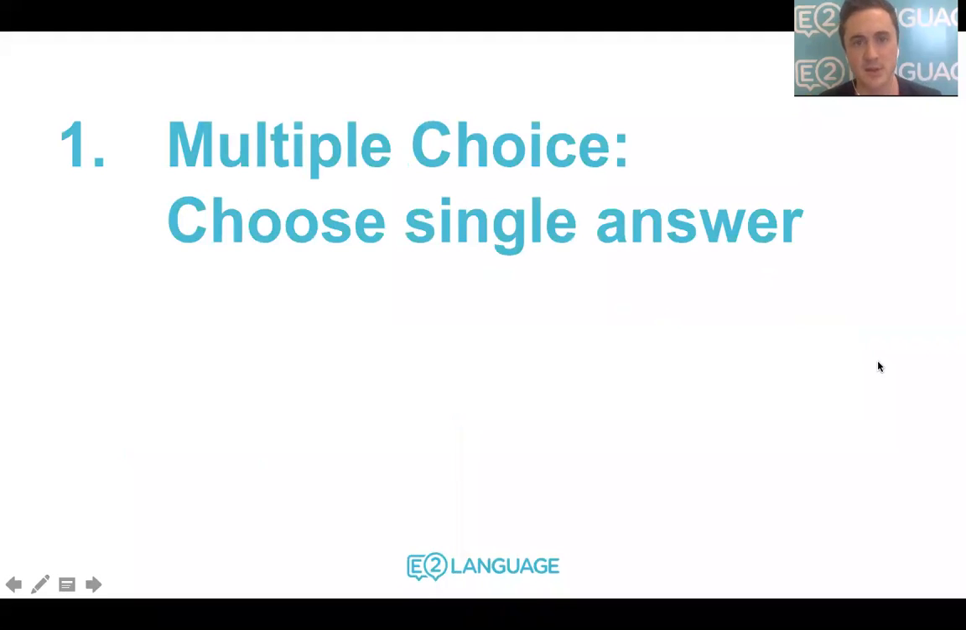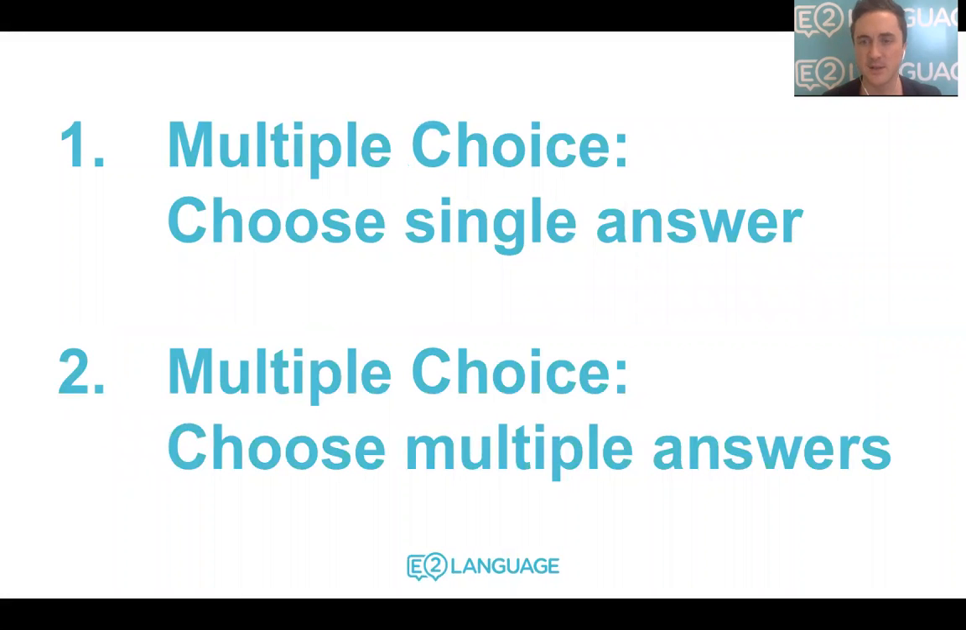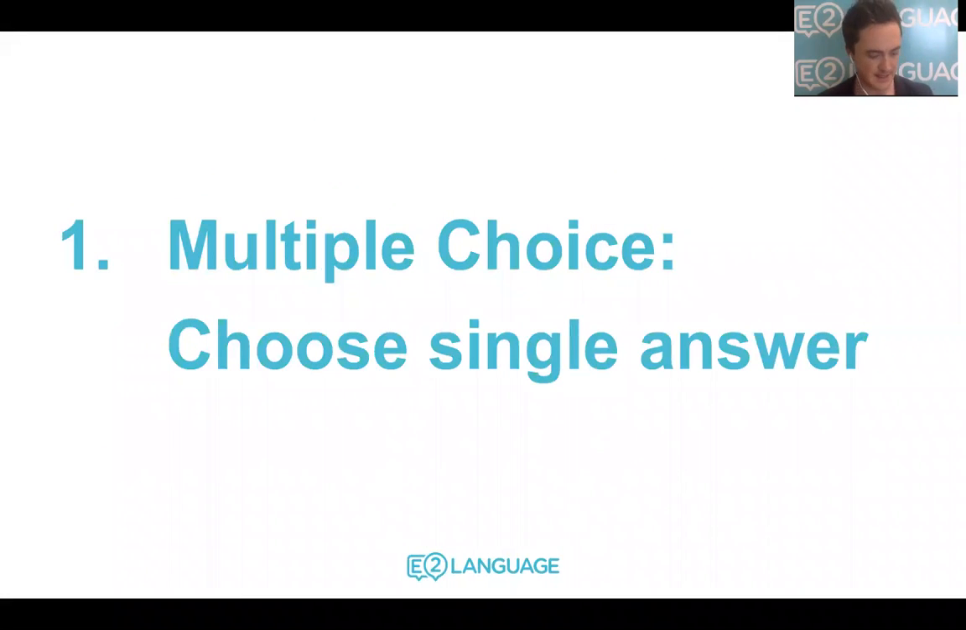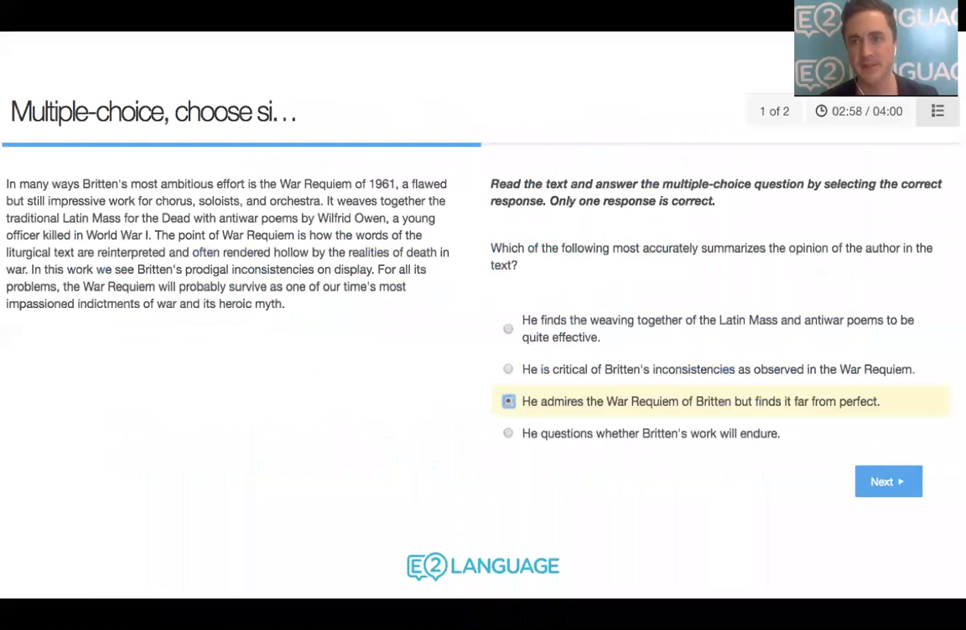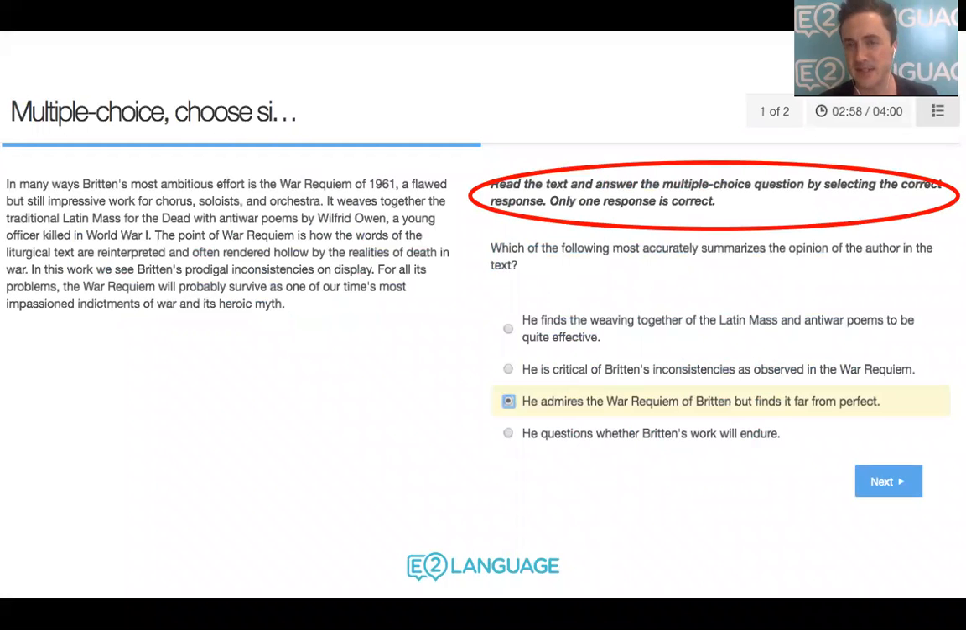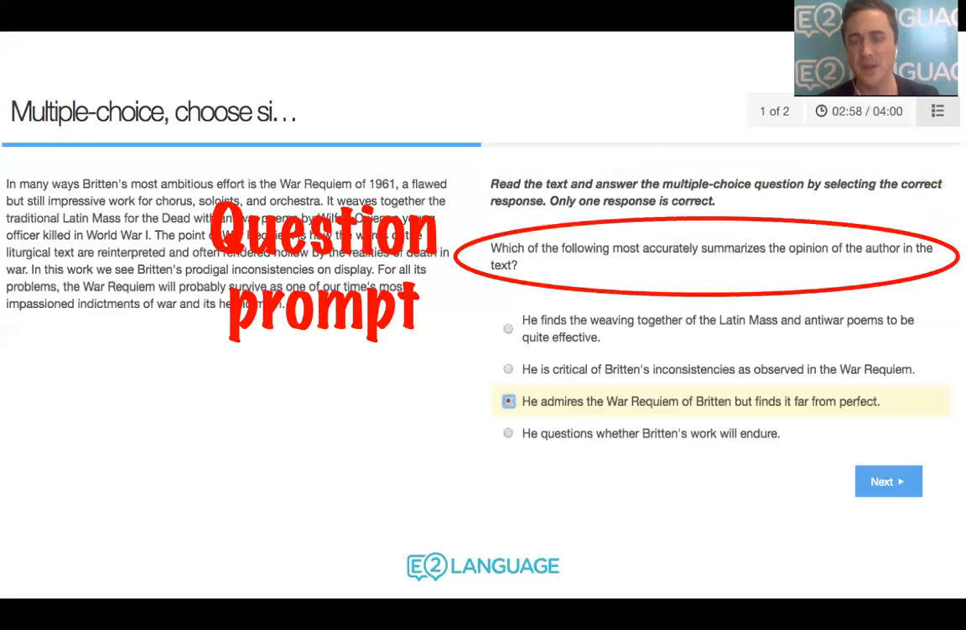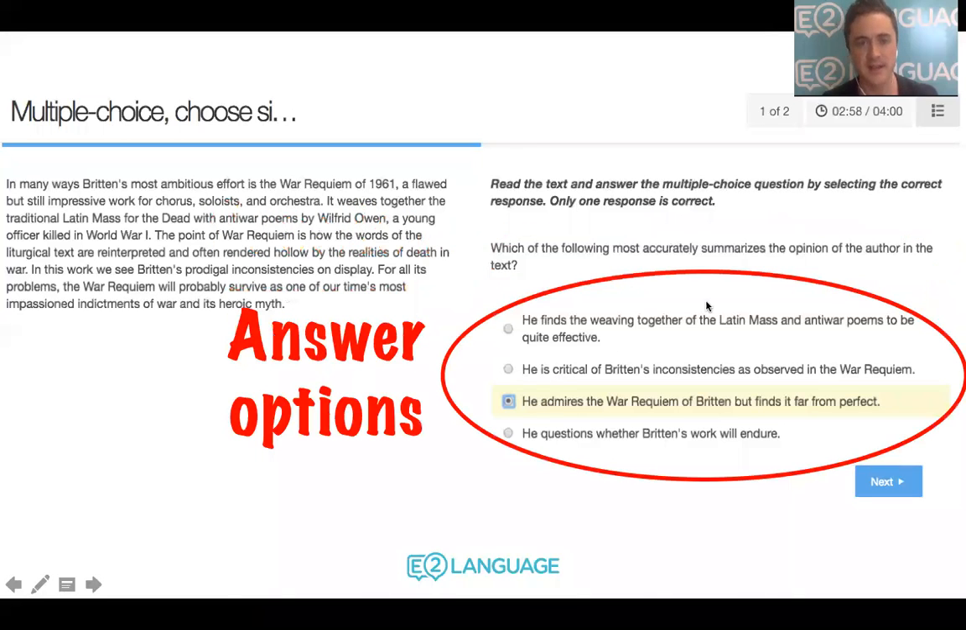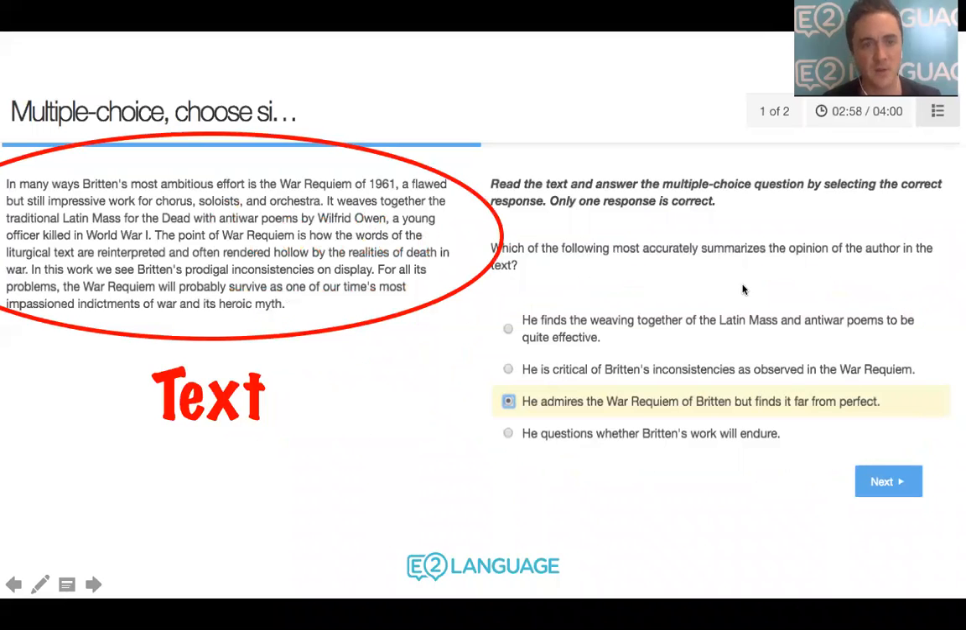Well, as I said, there are two. There's multiple choice, choose single answer, where you choose one, and there's multiple choice, choose multiple answers. So let's look at single answer first. This is what multiple choice, choose single answer looks like. You get some instructions. You get a question prompt. It's very important that you learn the terminology here because I'm going to be using this language throughout the presentation. So this is the question prompt, okay? It sits just above the answer options. They are the answer options. And of course you have text.